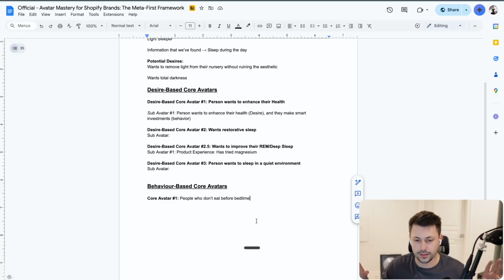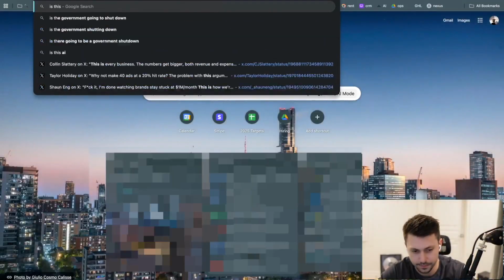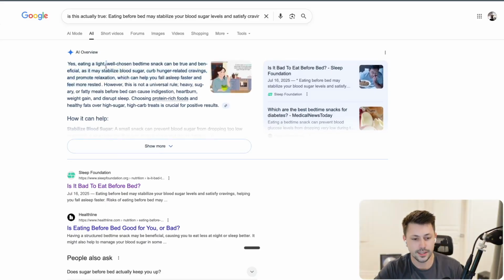We could get into different experiences, like they had someone tell them it was bad, right? But the point is this, guys. We've just done a little bit of research, and always double confirm this stuff. Just because somebody says it, go and research more. Is this actually true? I want to find more sources of this, right? Yes, eating light. There we go.